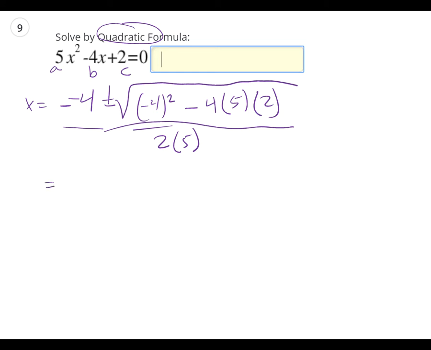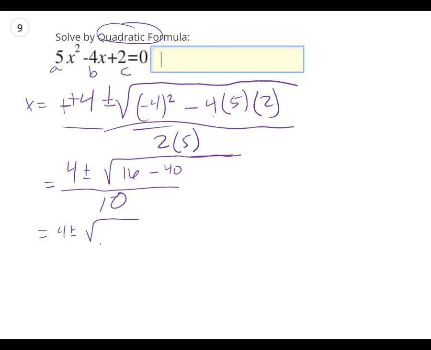If you show me that, I know you understood how to plug it into the quadratic formula. If you make a mistake from there, I know it's arithmetic mistakes, not that you don't understand the algebra piece. That's the algebra piece right there. All right, double negative goes positive, so 4 plus or minus square root of 16, good, minus 40, okay, all over 10. All right. What is 16 minus 40?